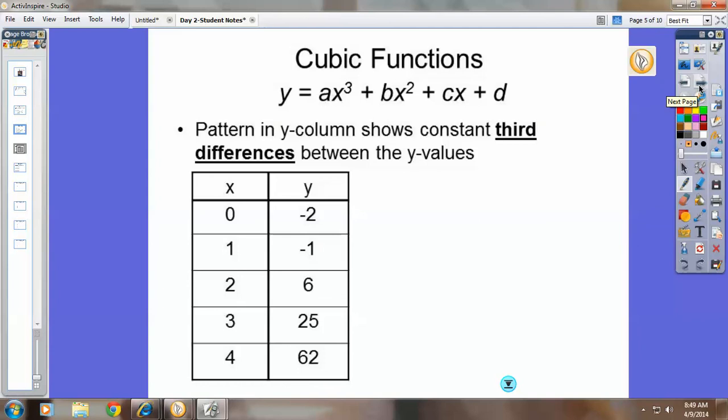This is a cubic function. An example of a cubic. Let's look at this one. In this case, the third difference is going to be the same. So you'll have to go through 3. So let's subtract. Negative 1 minus a negative 2 is 1. 6 minus negative 1 is 7. 25 minus 6 is 19. 62 minus 25 is 37.